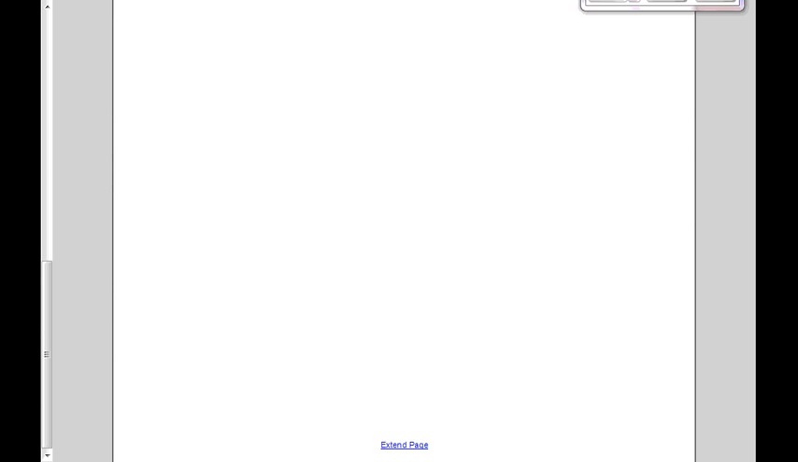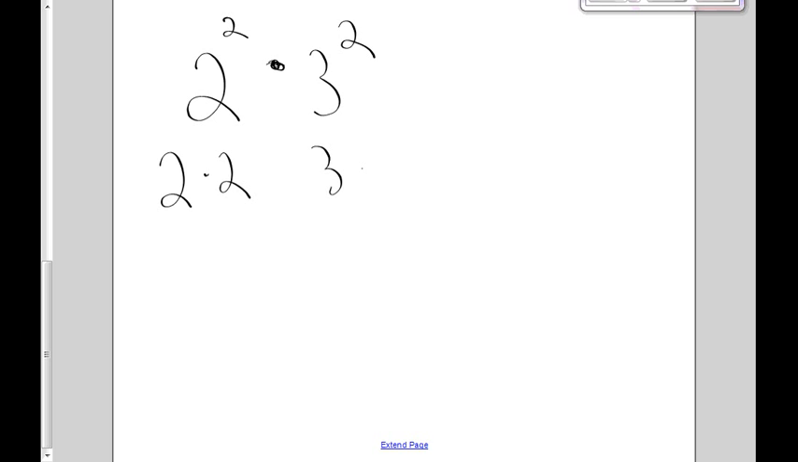This does not work when the bases are different, for example 2 squared multiplied by 3 squared. What we need to do in this case is that this is 2 times 2 and this is 3 times 3, so this becomes 4 times 9, which equals 36. And there is no rule when the bases are different.